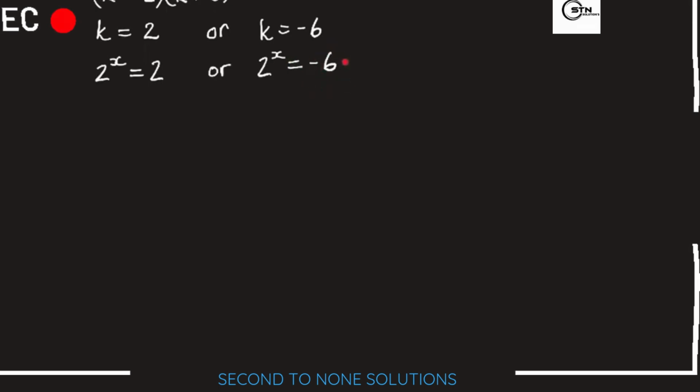How can we make that work? And the answer is we can't. 2 to the power of x is never going to give me anything that's negative 6. So that means 2 to the power of x is equal to 2 to the power of 1. So x must have a value of 1. There we go. It's done.